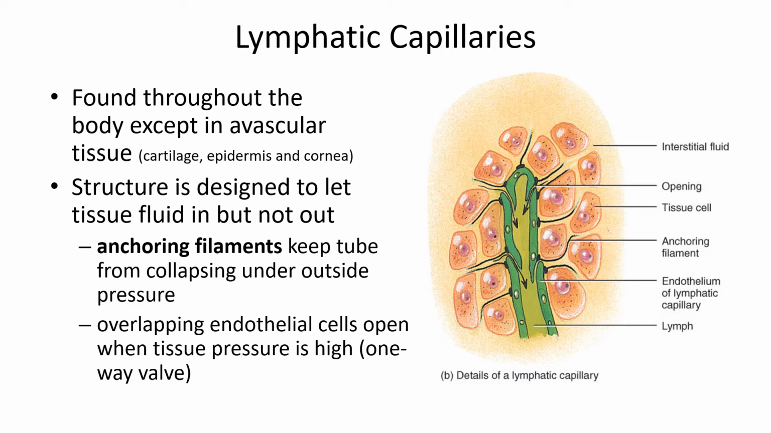If the pressure exerted by the interstitial fluid is greater than the outward force of the lymph, which is likely, gaps will open, allowing interstitial fluid to move into the lymph vessel. Because of the way the cells overlap, fluid can move in, but it can't easily move out. High pressure in the lymph vessel will cause these gaps to close. There are also anchoring filaments that anchor the ends of the lymphatic capillary to the surrounding tissue cells.